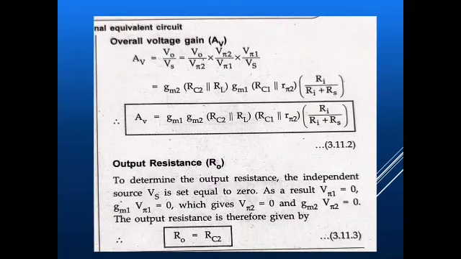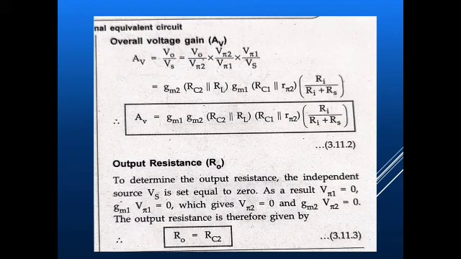Finally, we have to find out the overall voltage gain AV. That overall voltage gain AV is given as V0 by Vs, which equals V0 by V pi 2 into V pi 2 by V pi 1 into V pi 1 by Vs. We are dividing that V0 by Vs into three terms. Since V pi 2 by V pi 2 get cancelled, and V pi 1 by V pi 1 also get cancelled, you are getting V0 by Vs.